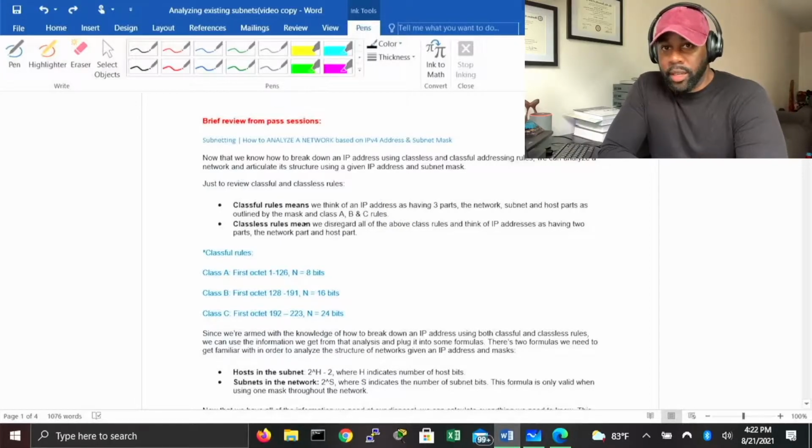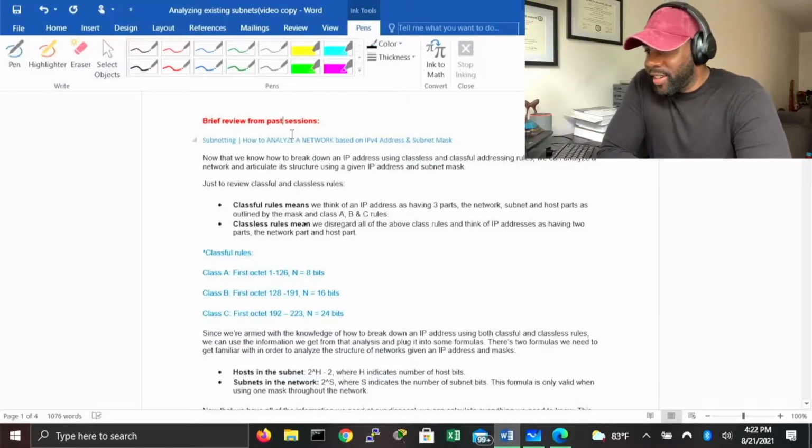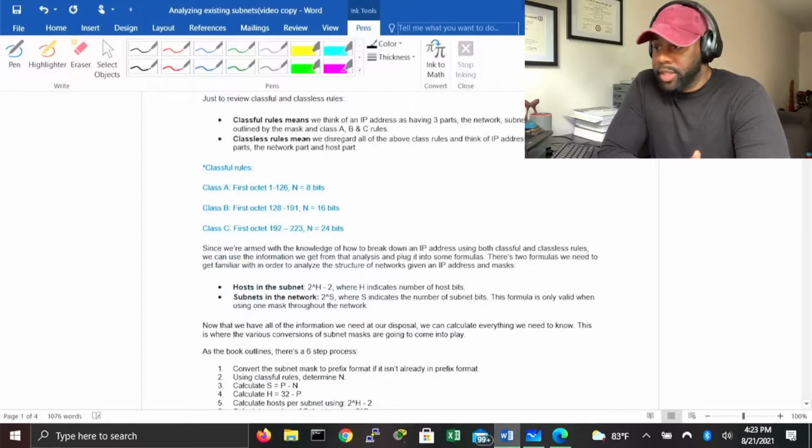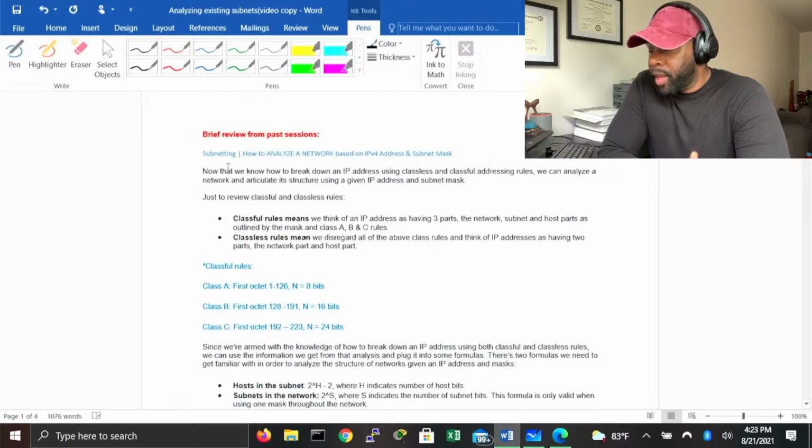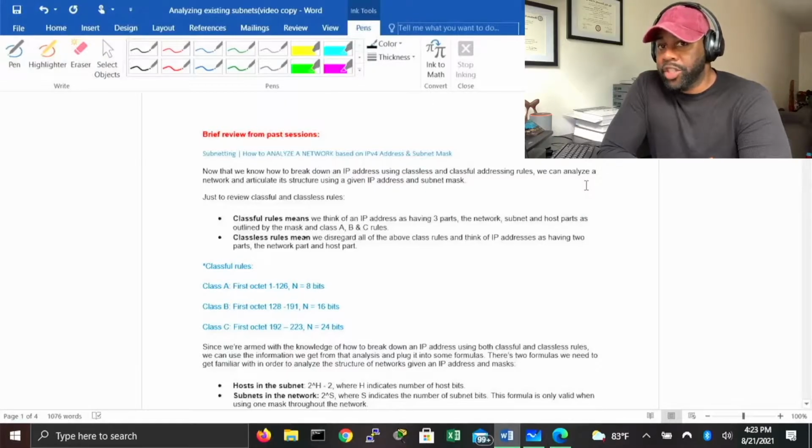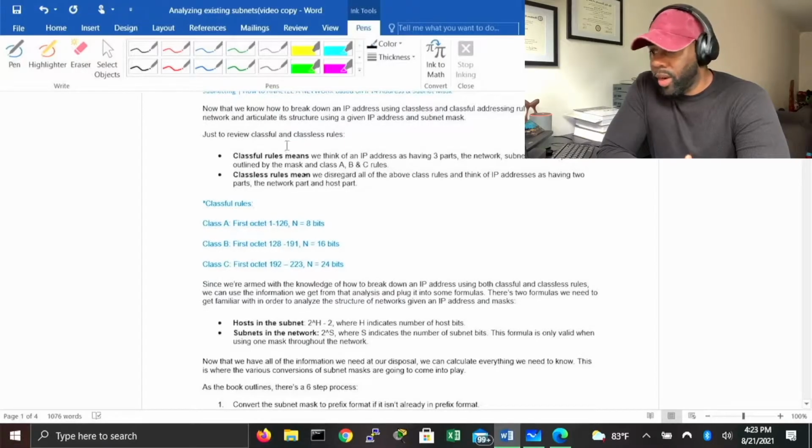Now, as you can see, we have some brief review from past sessions. This is just the basic concepts, and we know all of this stuff already. This is from last time, where I said that now that we know how to break down an IP address using classless and classful addressing rules, we can analyze a network and articulate its structure using a given IP address and subnet mask. So this is basically what we're going to be doing, but we're going to be getting some information with regards to the subnet ID and the broadcast address. These are just some of the basics. We know what classful rules are. We know what classless rules are.